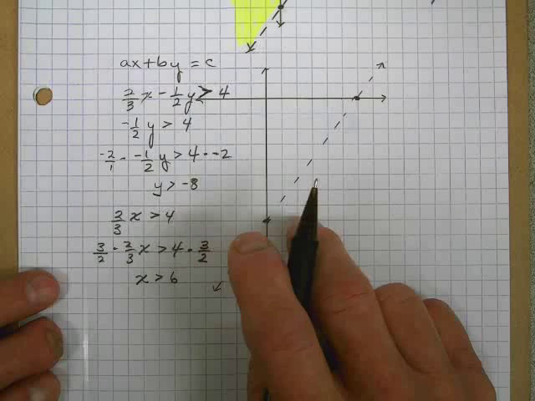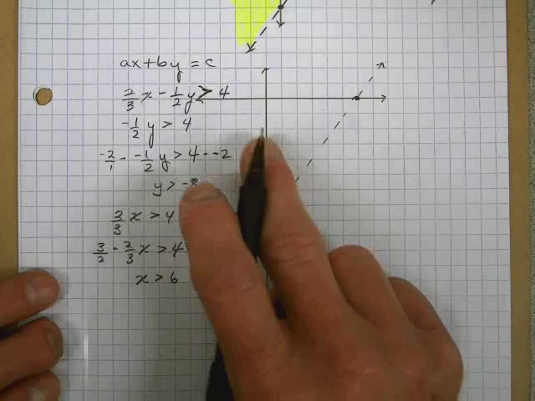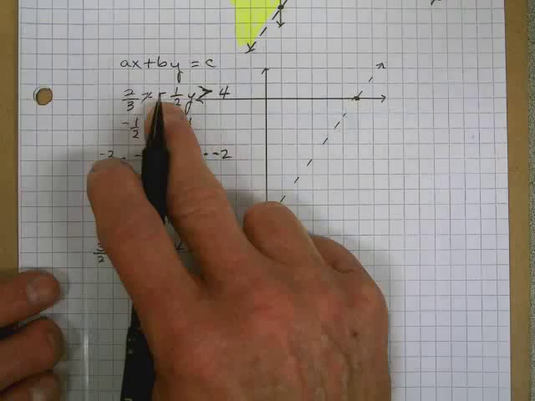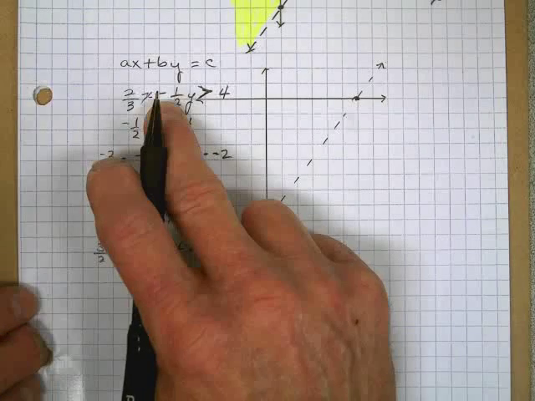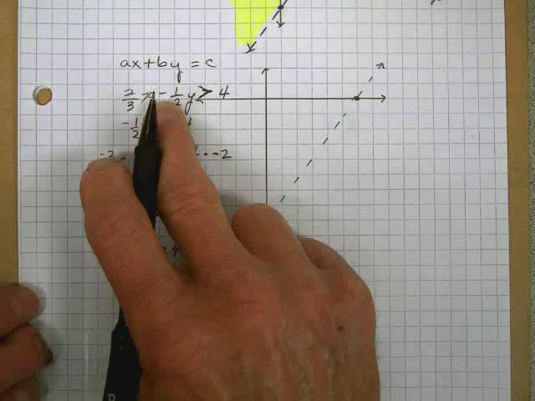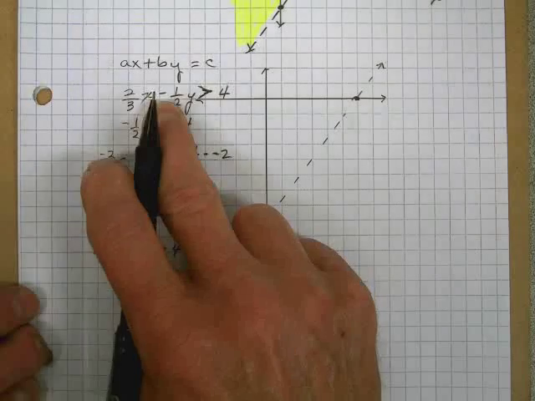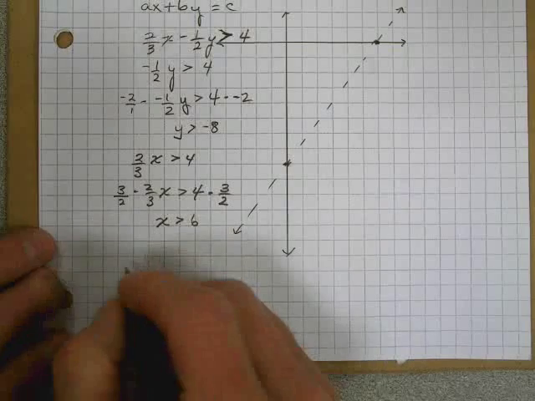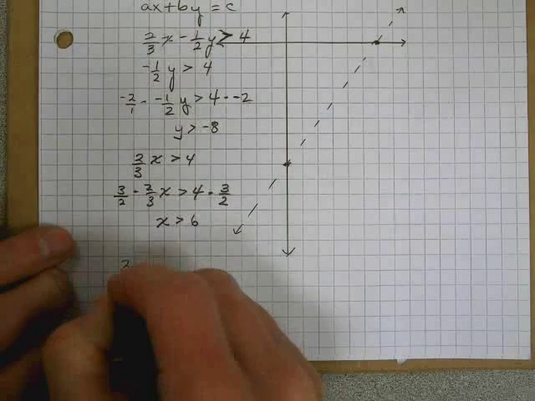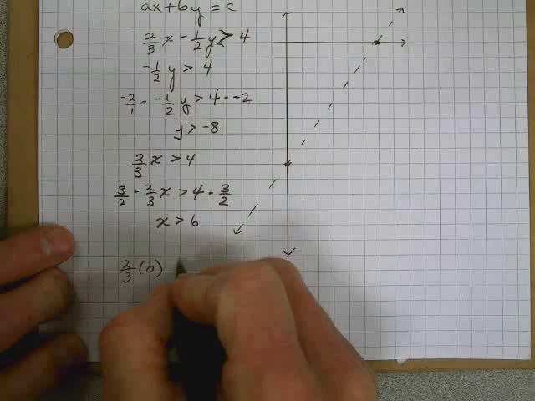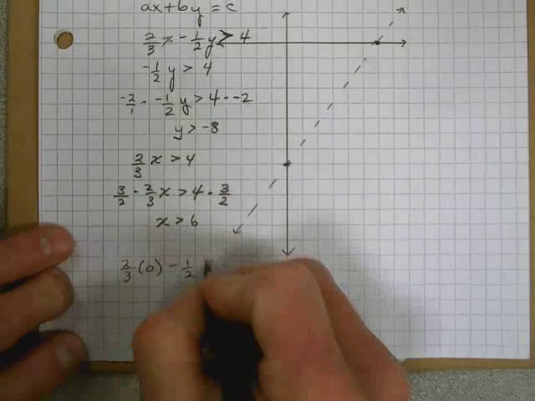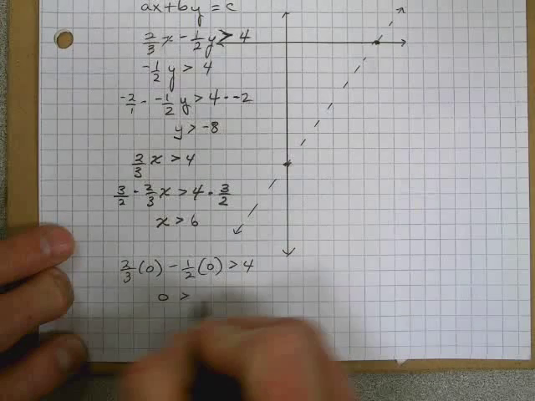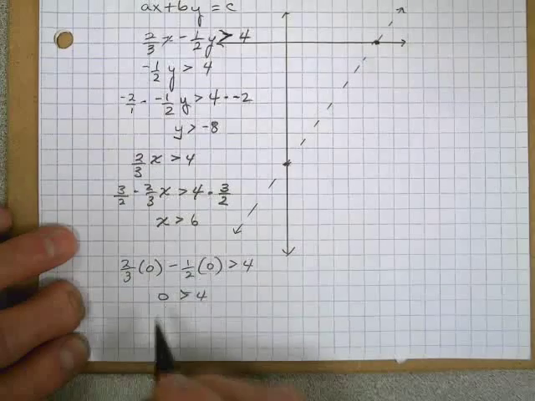We don't know which half plane is the solution set though, so we'll substitute again 0, 0 into our original inequality and see if we get a true statement. If we do, that side of our half plane will be the solution side. If not, the other side will be the solution side. So let's substitute 0, 0 into that original inequality. We get 2/3 times 0 minus 1/2 times 0. Is that greater than 4? So is 0 greater than 4?